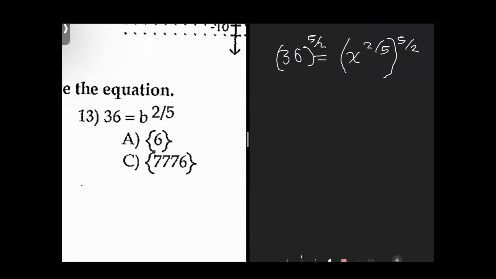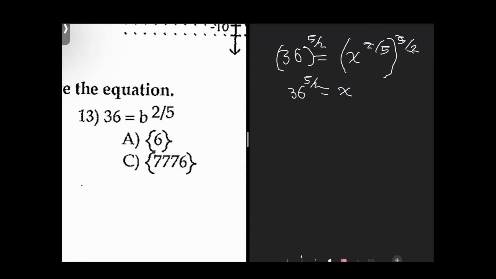So if you remember, when you have a power raised to a power, you multiply the exponents, which you can see 2/5 times 5 over 2. Well, 2 divided by 2, that cancels. 5 divided by 5, that cancels, which we now have x by itself. And we'll have 36 raised to the 5 over 2.